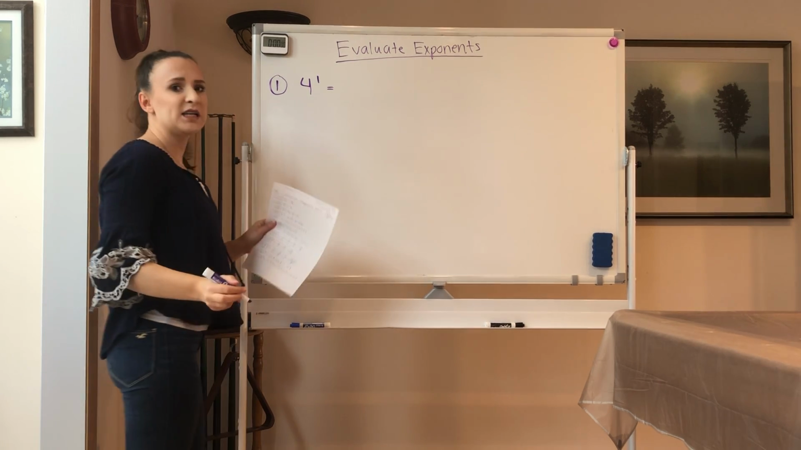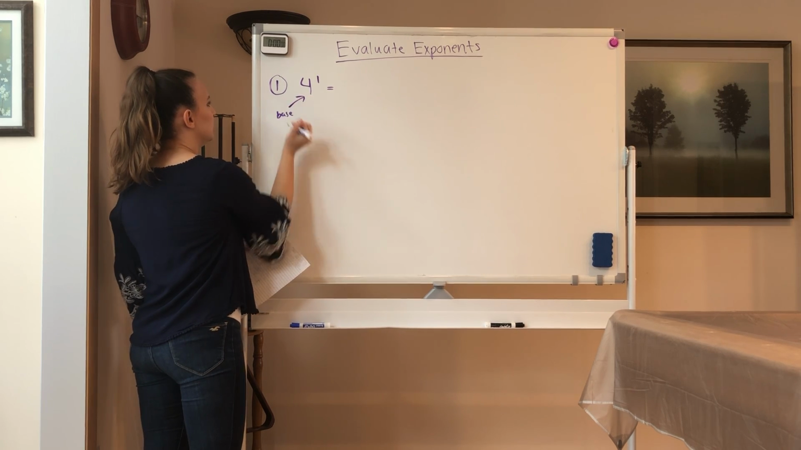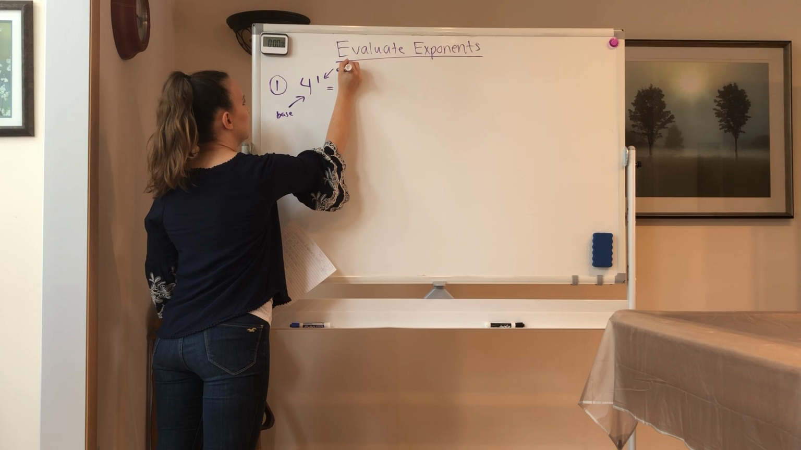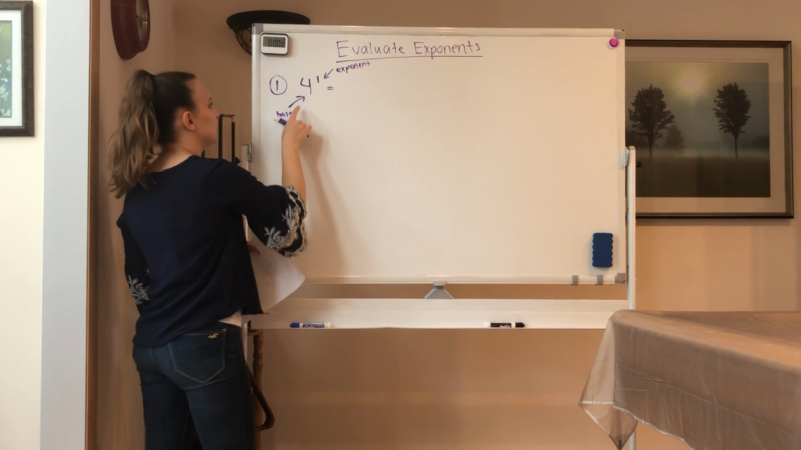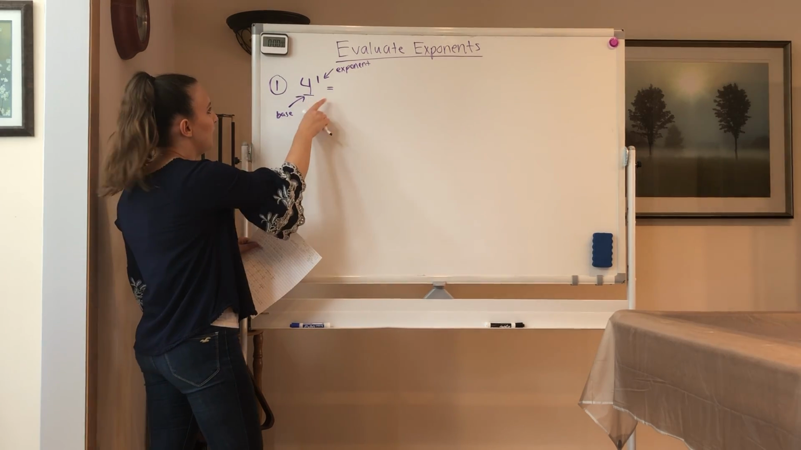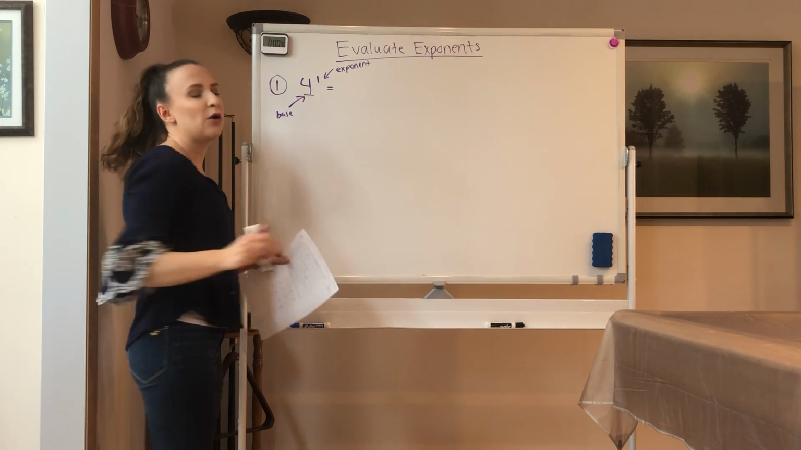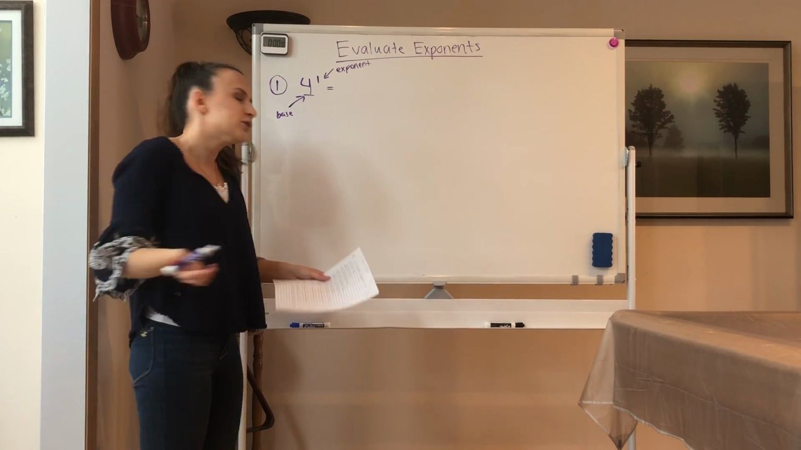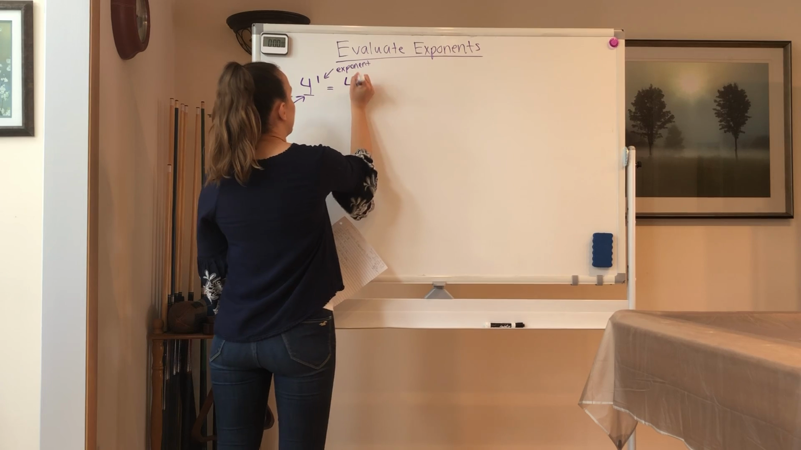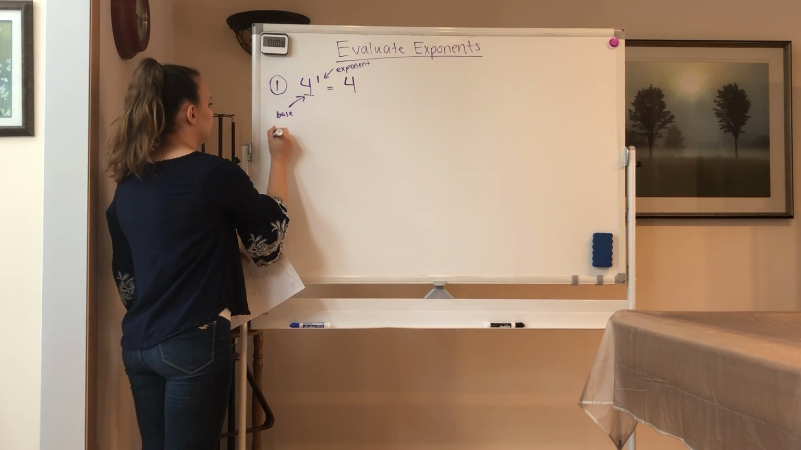Okay, so with exponents, this is the base, 4 is your base, and this is the exponent. So 4 is the base, and then 1 is the exponent. The entire thing is called the power. So 4 to the first power, that just means I have 1 4. So the answer is 4. Anything to the first power is just itself, so the answer is 4.